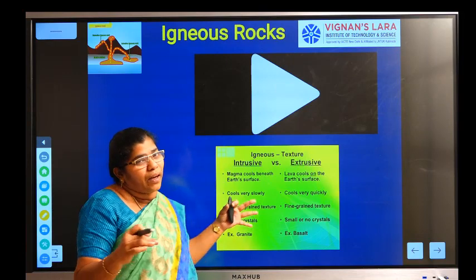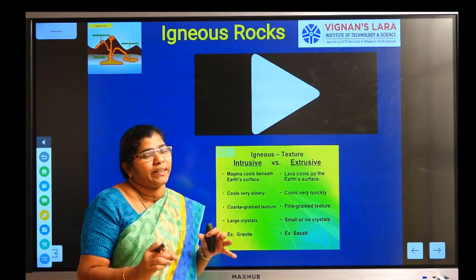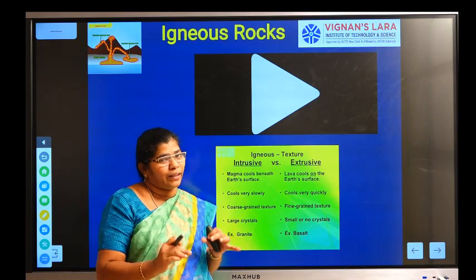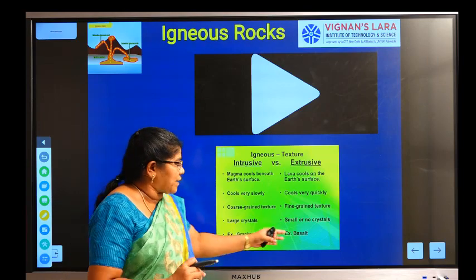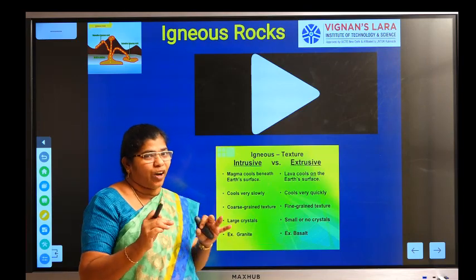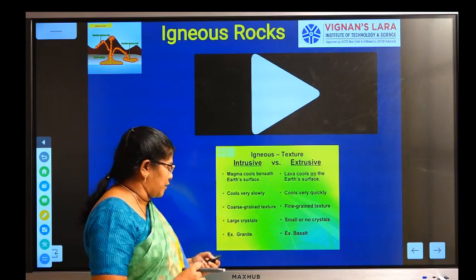So one example of the intrusive rocks will be granite. Granite is a very strong building material that we will be using in the building purpose for aggregates and other buildings we are using. And basalt. Basalt is also a very strong material, right? But the method of formation differs, right?